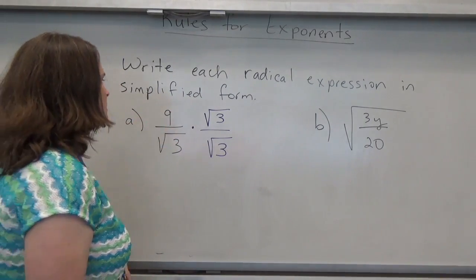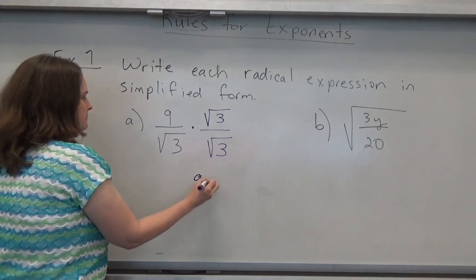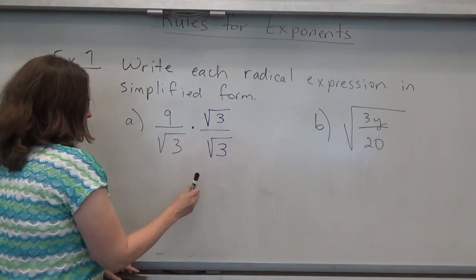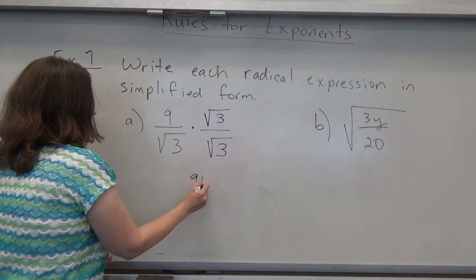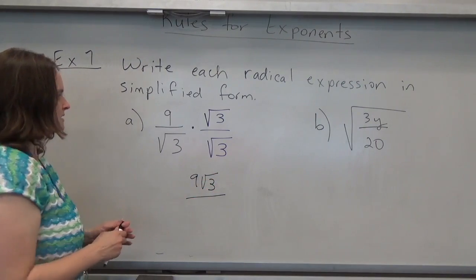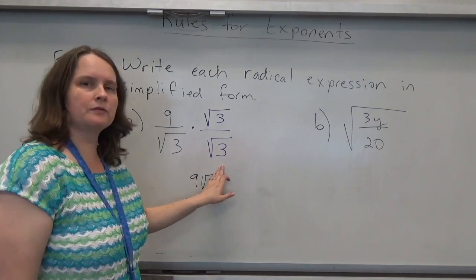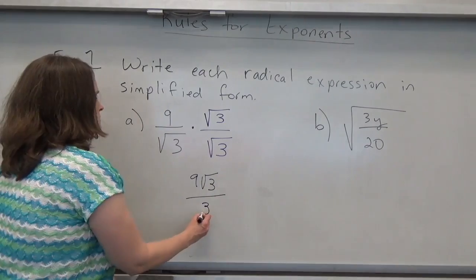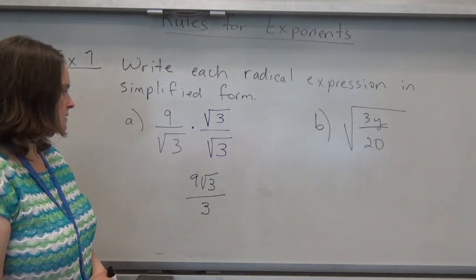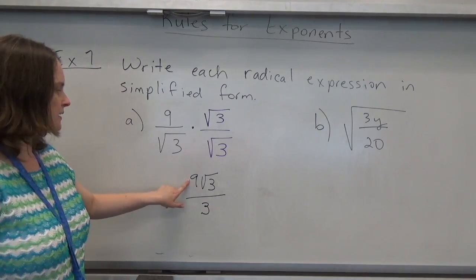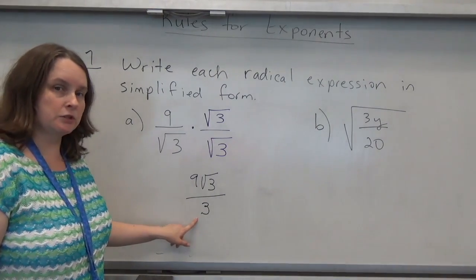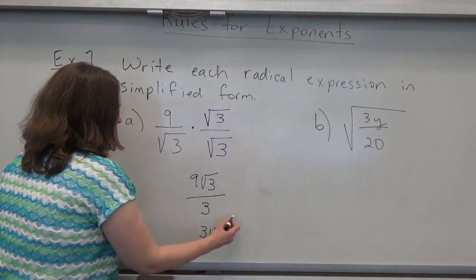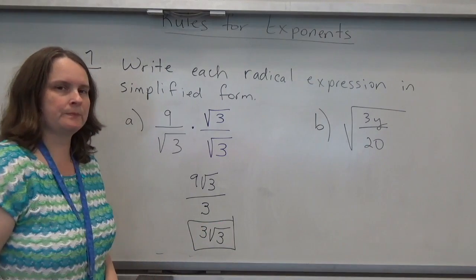Multiplying across the top now, I've got 9 times the square root of 3. Let me get that in my black pen now. My denominator, square root of 3 times the square root of 3, is the square root of 9, which is 3. Okay? This can be simplified. The 9 on the outside and the 3 in the denominator need to be reduced. So it becomes 3 times the square root of 3 for my answer.